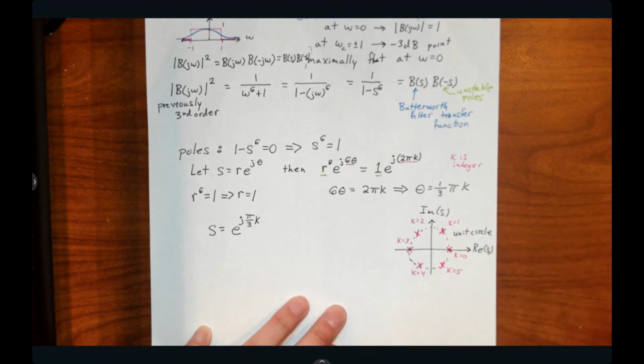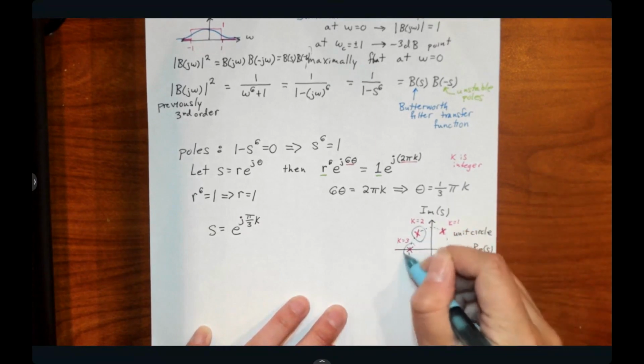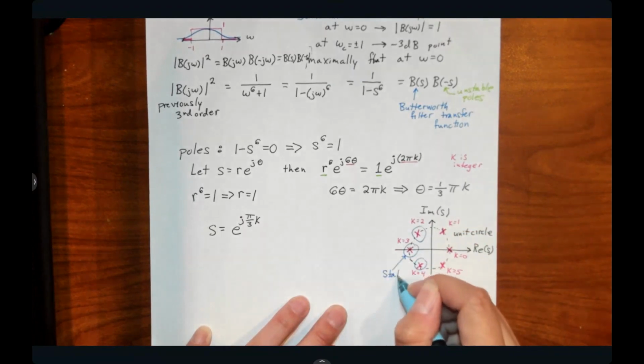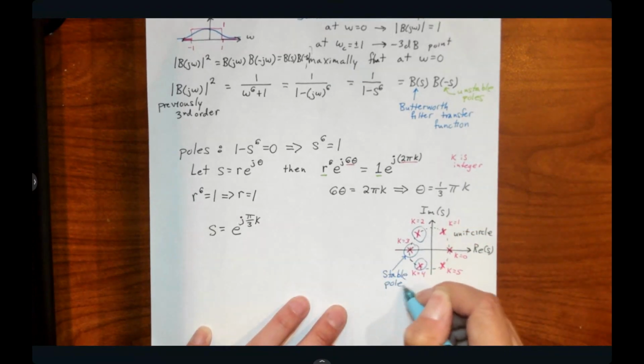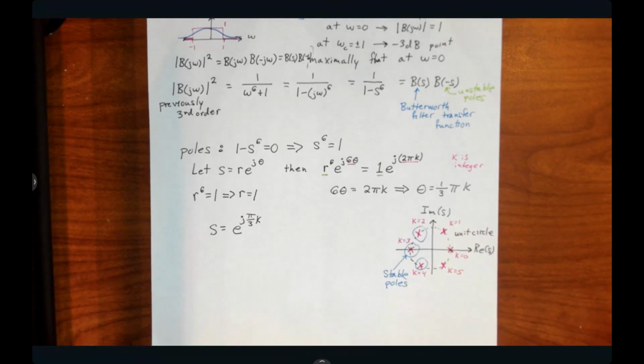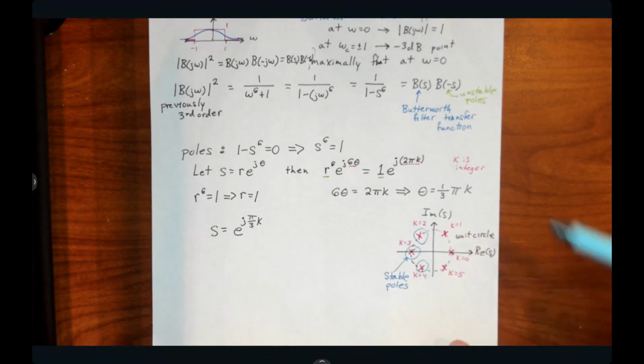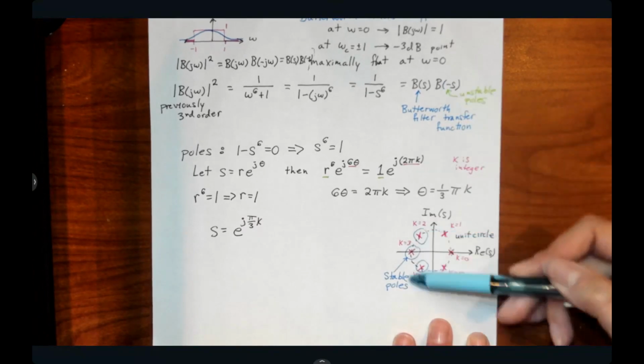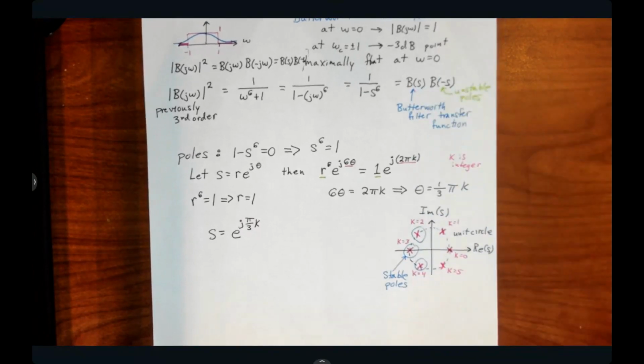Okay? So what that means then is that these three here are those stable poles. So we have three that are stable, three that are unstable. So these three are that P minus S. These three is the Butterworth filter.